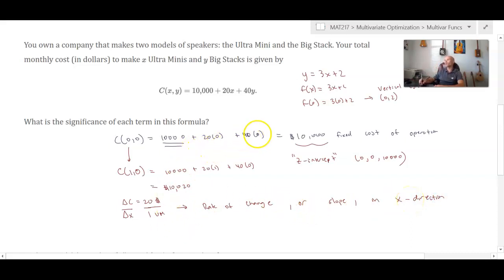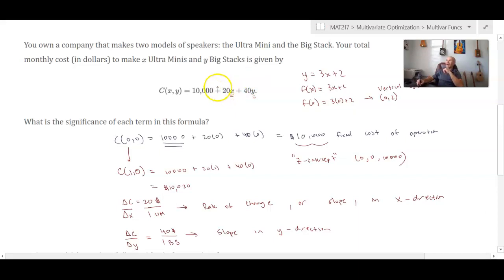We can make a similar argument for y. It'd be the same thing, it'd just be 40 times 1, and we could see that the change in cost for each big stack is going to be $40 per one big stack, and that is the slope in the y direction. That's how we say this, right? You have two rates of change, one associated with changing x and another rate of change associated with changing y. So you have two quantities causing change. You have Ultra Minis and you have Big Stacks, both of which uniquely affect the cost.